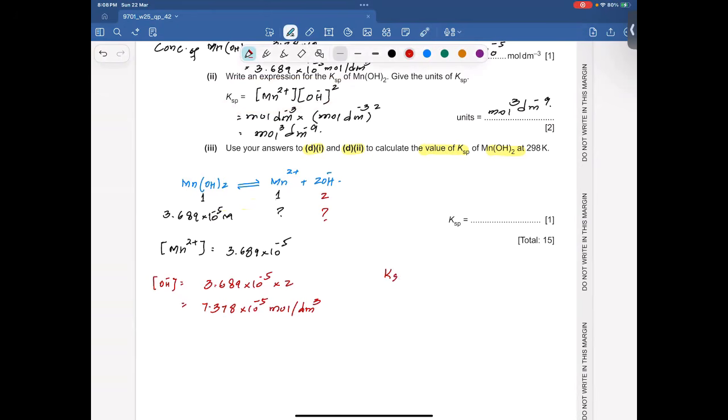So it's basically Ksp equals the concentration of manganese ions, which is 3.689 into 10 to the power minus 5, and the concentration of hydroxide ions, which is 7.378 into 10 to the power minus 5, and there is a square on it also. So the value is going to be 2 into 10 to the power minus 13. So the Ksp value is 2 into 10 to the power minus 13.